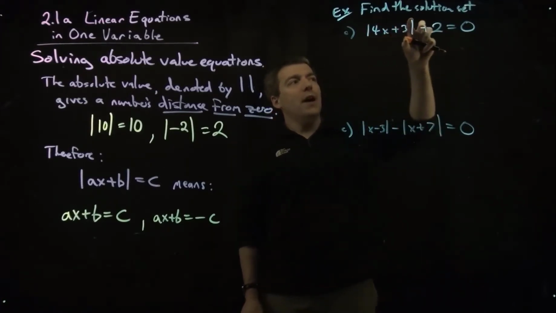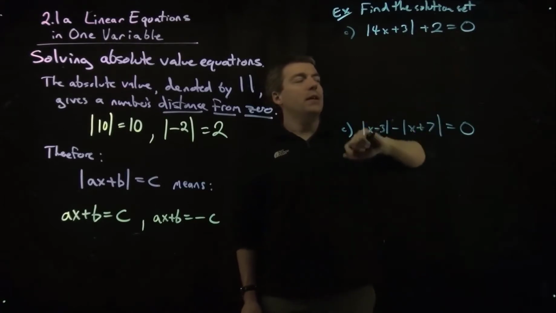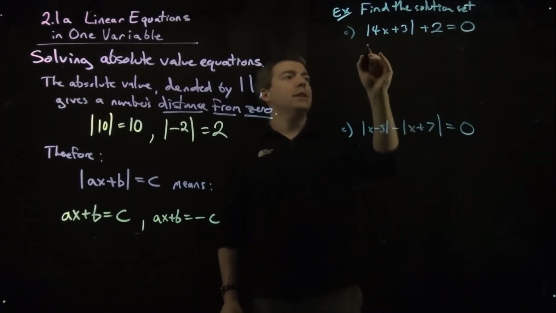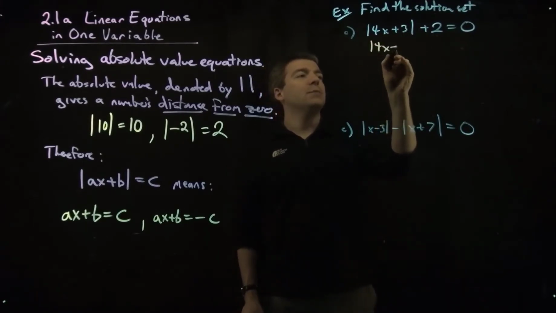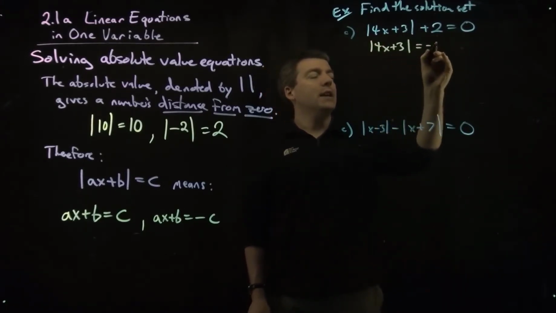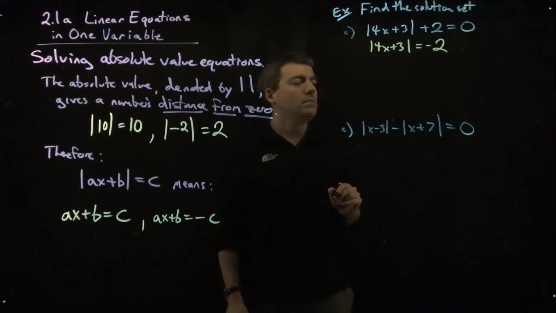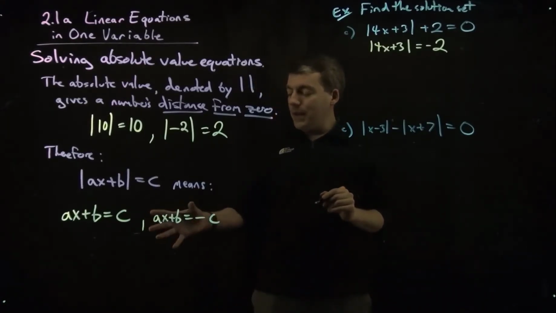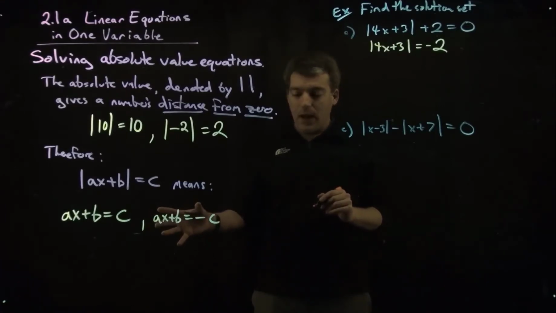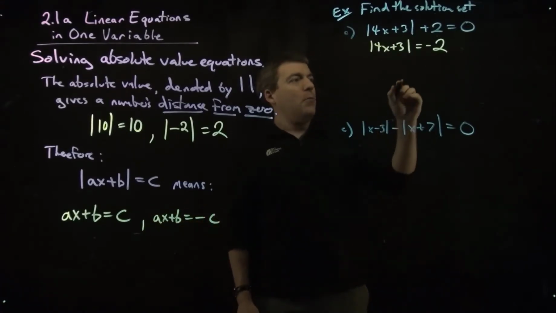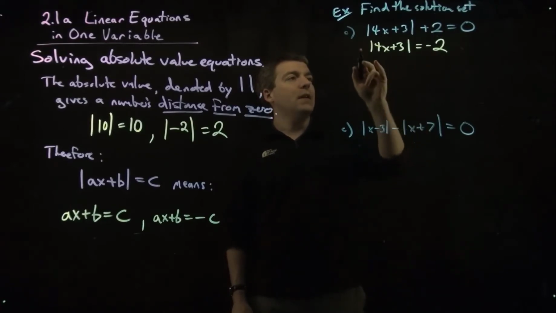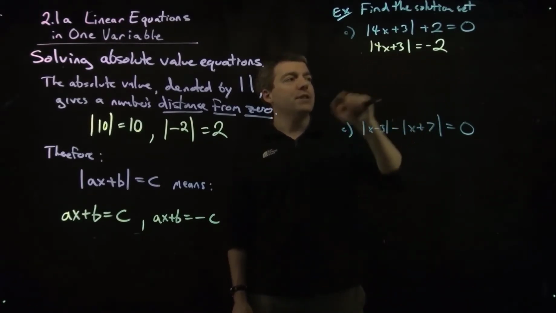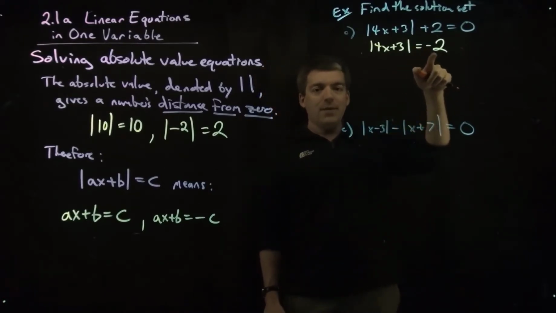We've got the absolute value plus a 2 equal to 0. So we need to get the absolute value by itself, and that means we'll need to subtract 2. So the absolute value of 4x plus 3 equals negative 2. Now, we could apply this procedure, except that we might want to notice something about this equation. We have the absolute value of 4x plus 3 equal to a negative number.